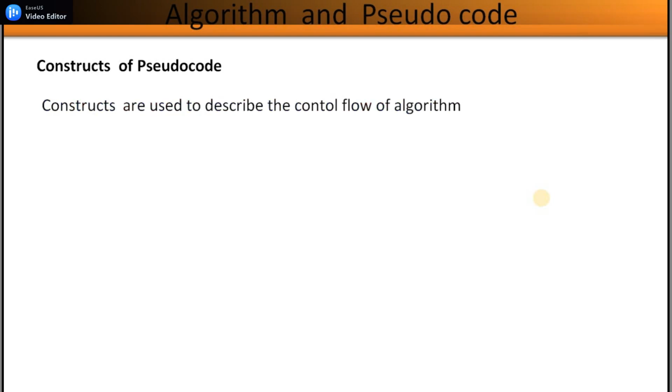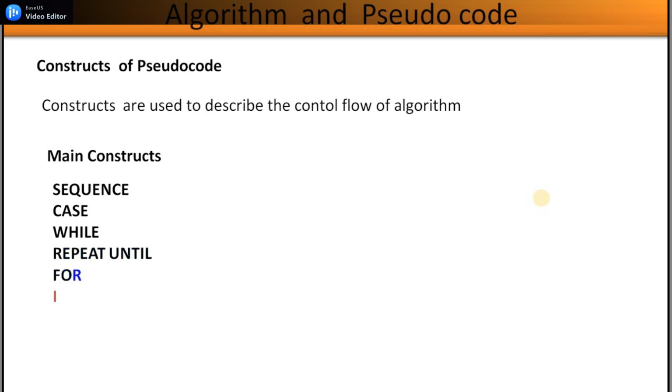Now what are the constructs of pseudocode? There are 6 main constructs. They can be classified into 3 categories. Then what are constructs? Constructs are used to describe the control flow of the algorithm. Main constructs: sequence, selection and looping. These are classified into 6 main constructs.